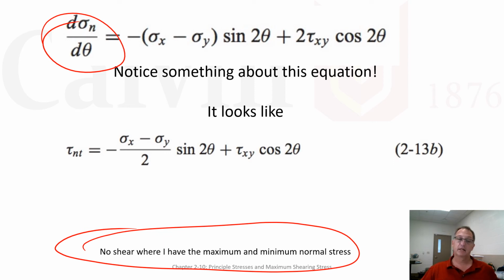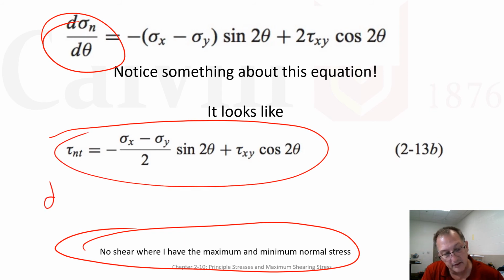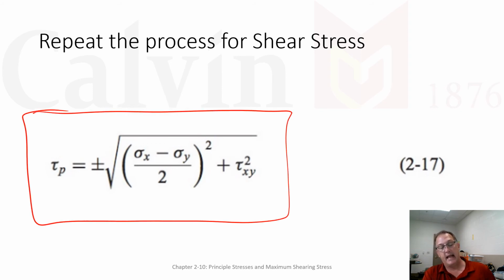So we're going to take this equation, right? And we're going to take the derivative of tau in the nt direction with respect to theta. We're going to set that equal to 0. No, we're not. Just kidding. More calculus. We're going to jump ahead to equation 217 where we get the answer. We have the answer right there. Boom. Done.